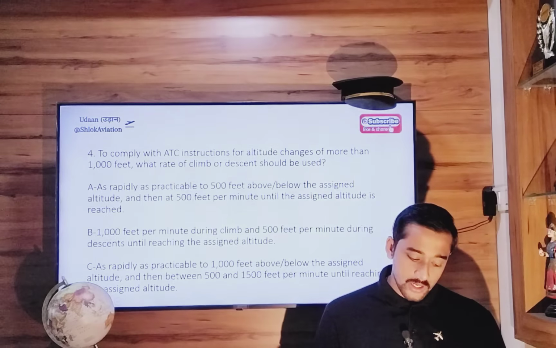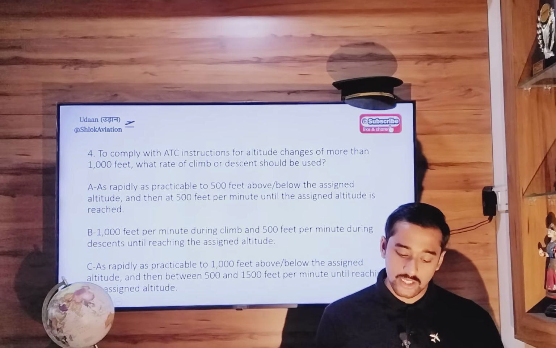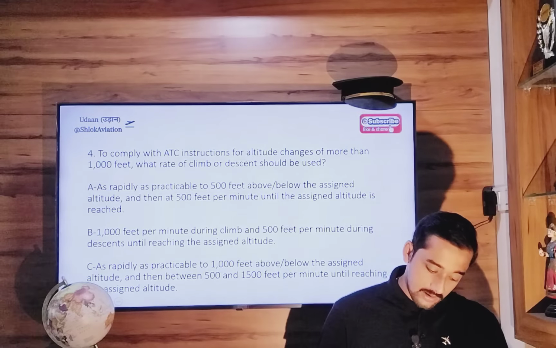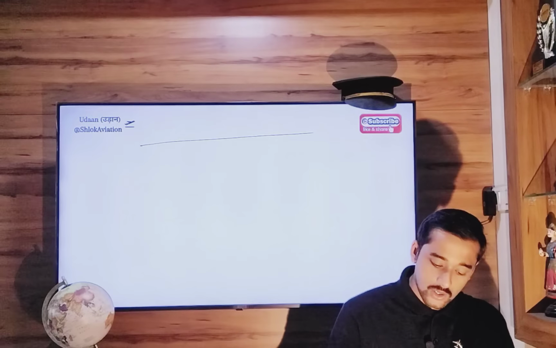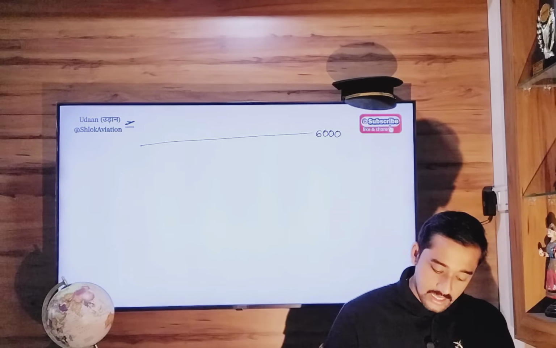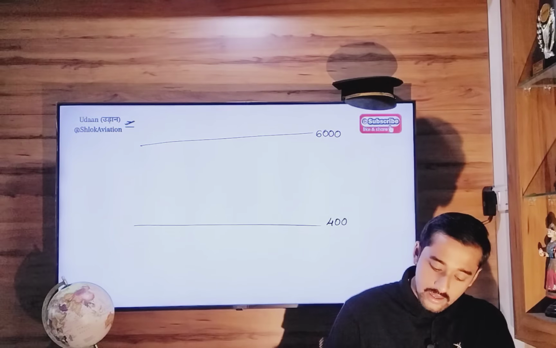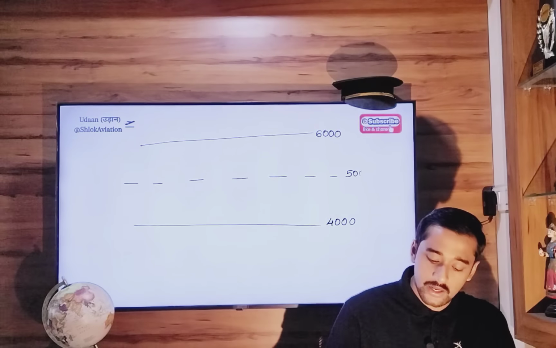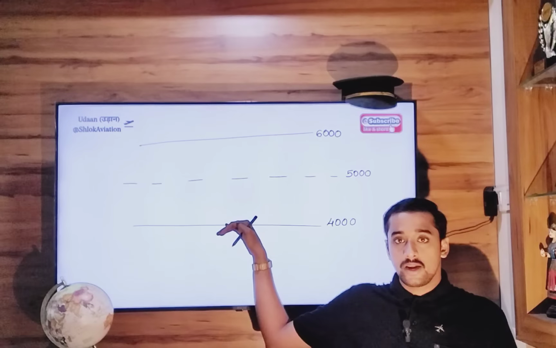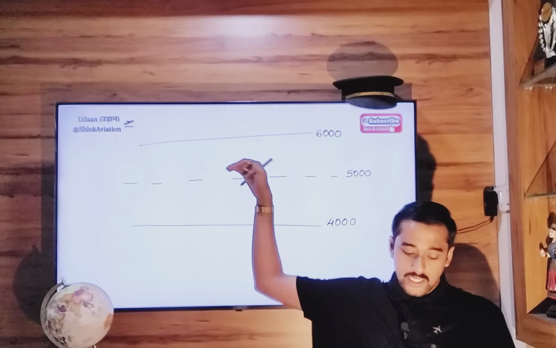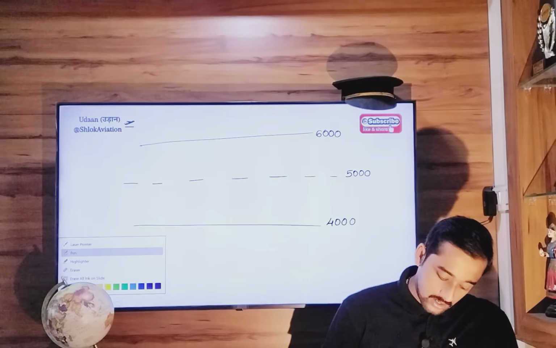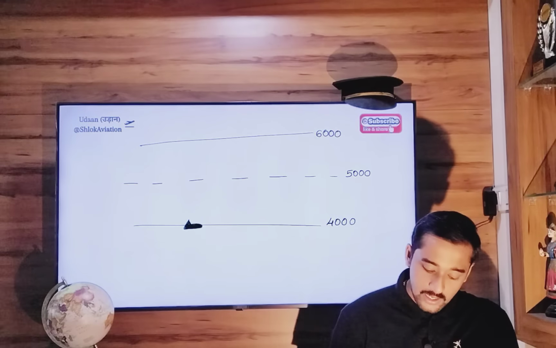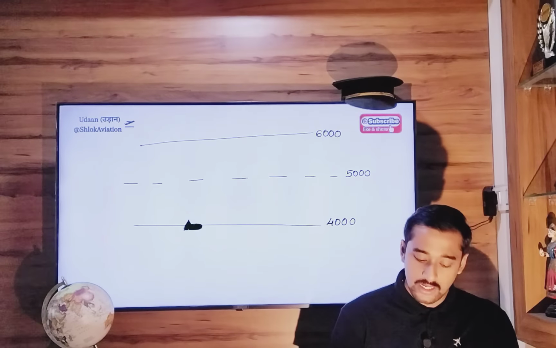Next, important. To comply with ATC instructions for altitude changes of more than 1000 feet, what rate of climb or descent should be used? Now let's say this is altitude 6000 feet, this is altitude 4000 feet, and this is altitude 5000 feet. Now ATC has cleared you to climb from altitude 4000 feet to a new altitude of 6000 feet. So your aircraft is currently at 4000 feet, and you receive a new clearance to climb to a higher altitude of 6000 feet.